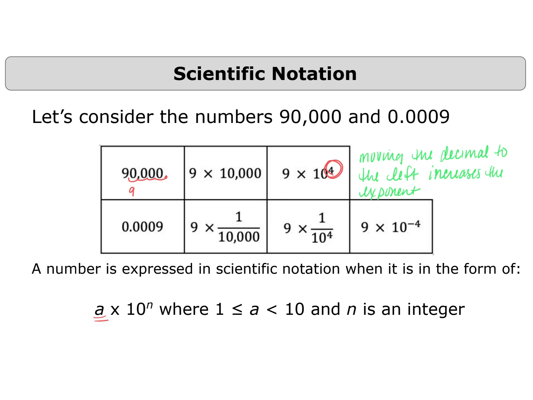Now for our number 0.0009, here we would have to move our decimal to the right 4 places, and moving the decimal to the right will decrease our exponent. So decreasing 4 units, or writing that as a negative 4.